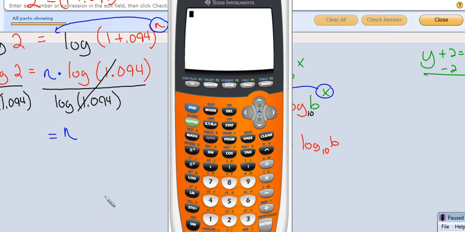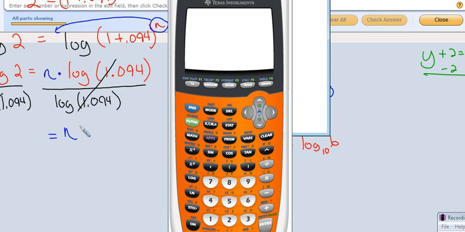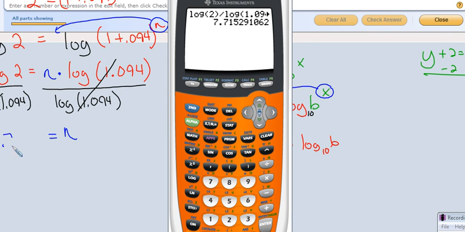Alright, here we go. You'll notice, about right here, this is my log button. That log button is in base 10. What it means to be in log base 10 is that we're in the base 10 number system. If this problem said log base 8, log base 5, we wouldn't be able to do this process, so it'd be a little bit different. But at this point, we take the log of 2, close the parentheses, divide it by the log of 1.094, close parentheses, press equals, and so we come out with n is equal to 7.715.